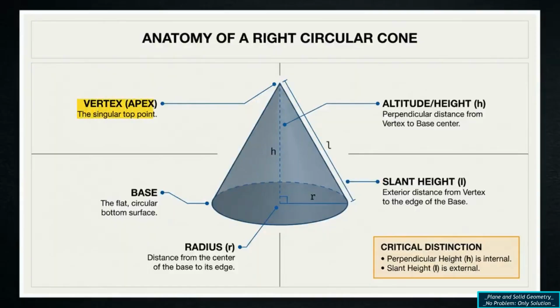At the very top is the vertex, the singular apex point. At the bottom is the base, a flat circular surface. Projecting from the center of that base to its edge is the radius, labeled as r.